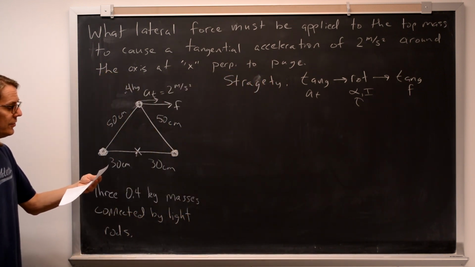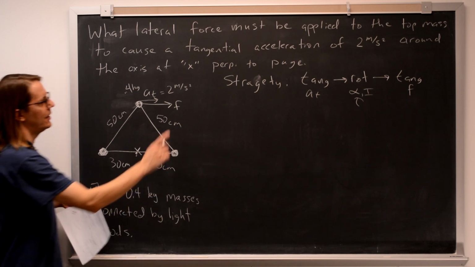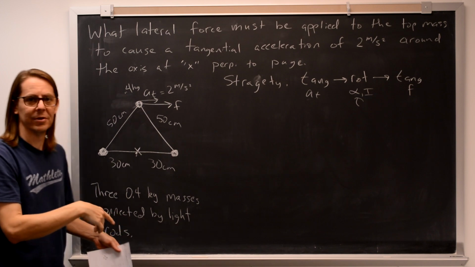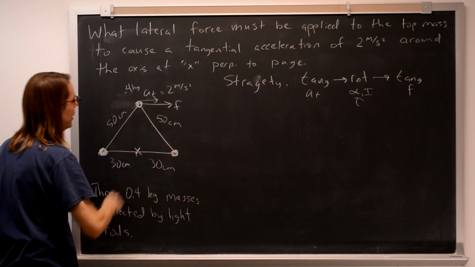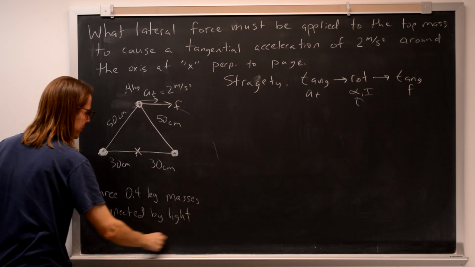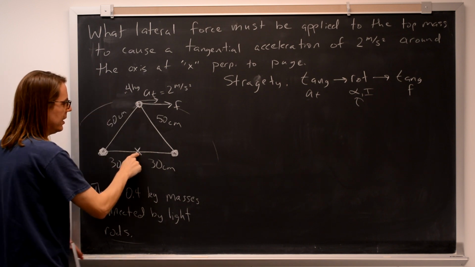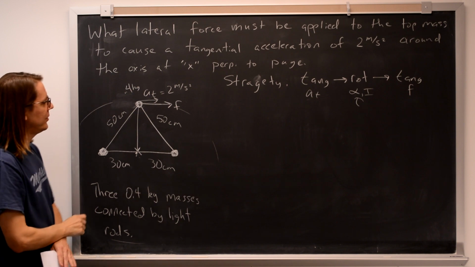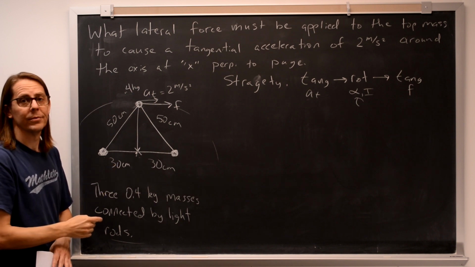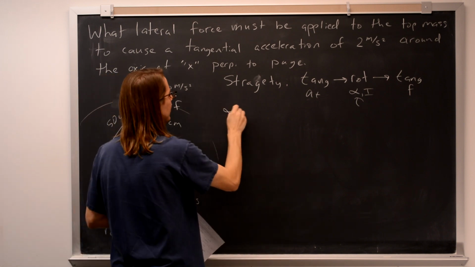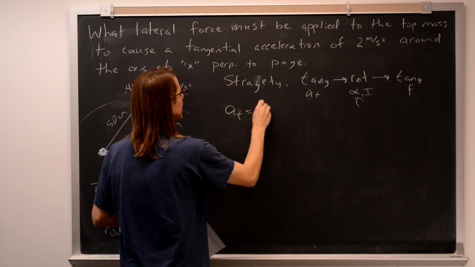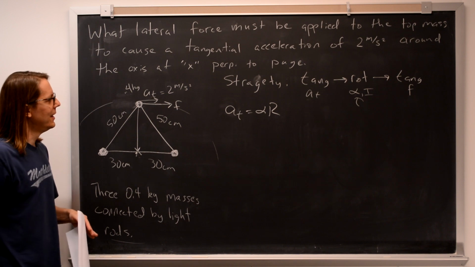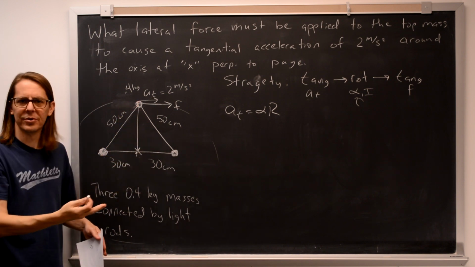Okay, so we're given AT, and that converts directly to alpha if you know the radius of the motion of the circle, which we do. It's going around like this, a circle centered at the axis of rotation. So we really just need this. That's our R, if we're going to say that AT equals alpha R, as we often do when we're going from translational to rotational. Then this R, we just have to figure out with geometry.